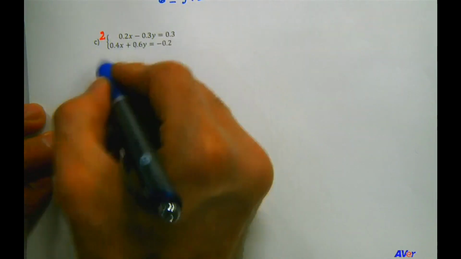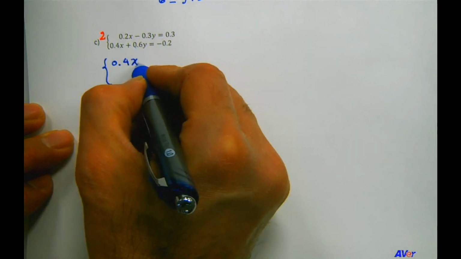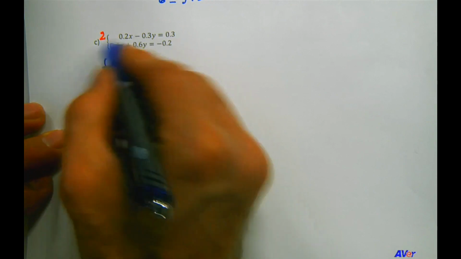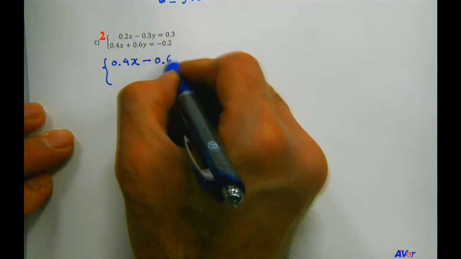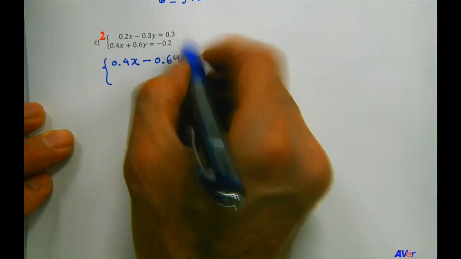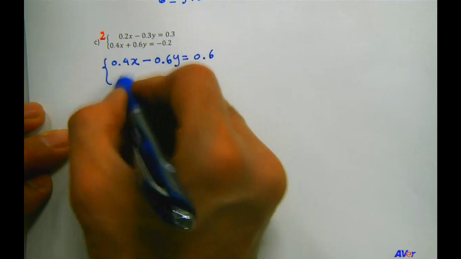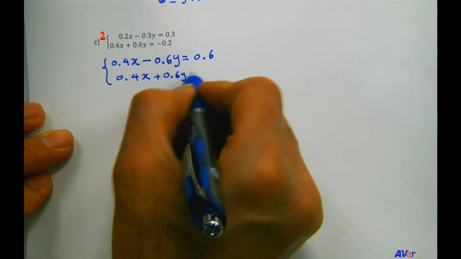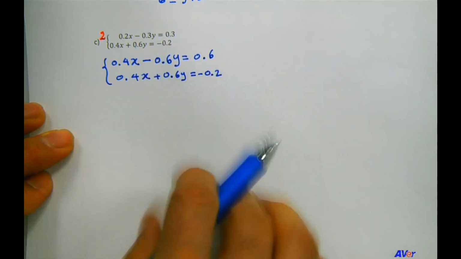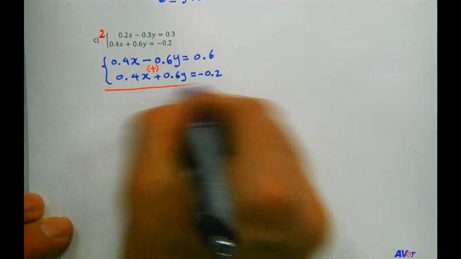Okay, so now let's distribute the 2 into this whole equation. 2 times 0.2x is 0.4x. Minus 2 times 0.3y is 0.6y, equals 2 times 0.3, 0.6. The bottom equation stays the same. Like that. So let's add the two equations together.